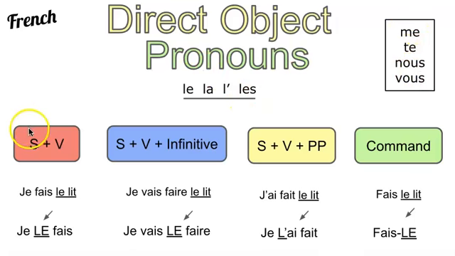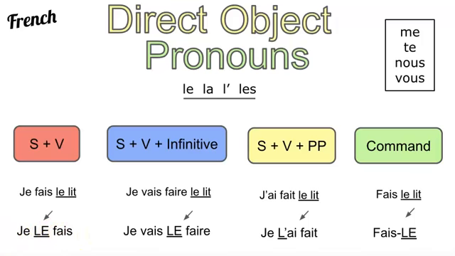For our first position, we have subject plus verb. If you have a subject plus verb, your pronoun will come before the verb. For example, je fais le lit, I make the bed, changes to je le fais, I make it. Now in English we say I make it, but in French we say I, it, make. It may sound a little awkward, but it's je fais le lit, je le fais.